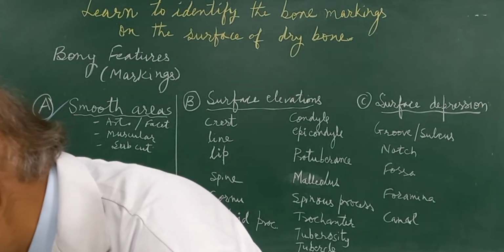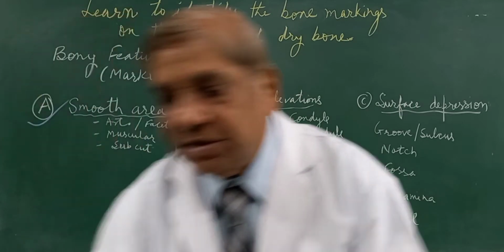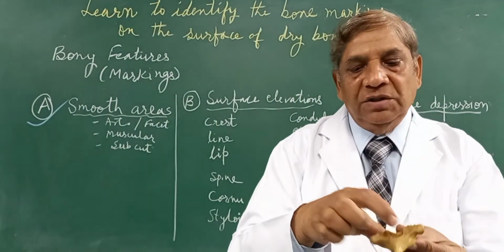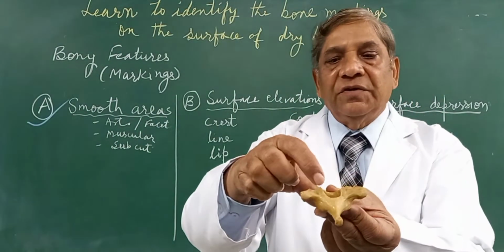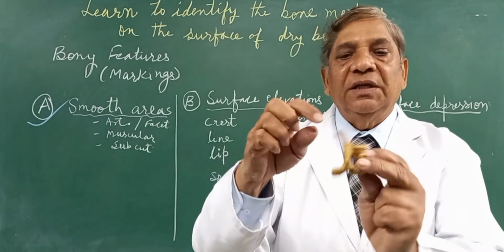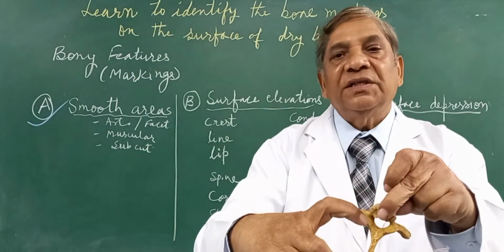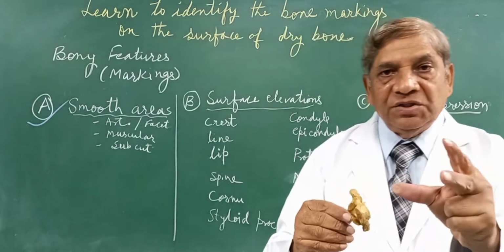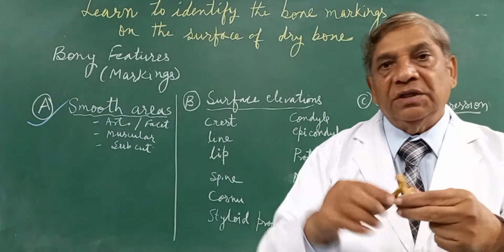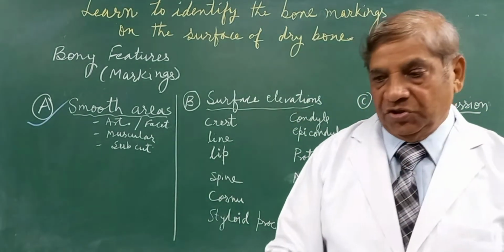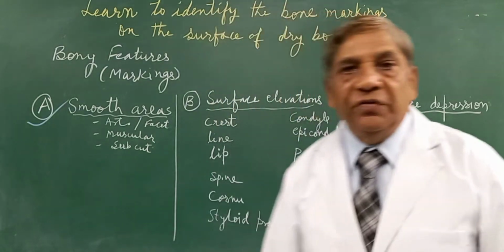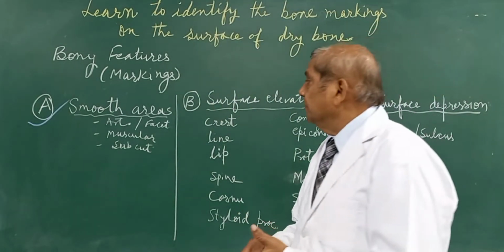While the small smooth area which we have just seen here in a vertebra is said to be a facet. So a smaller smooth area which comes in contact with another bone and forms a joint, especially a synovial joint, is a facet.